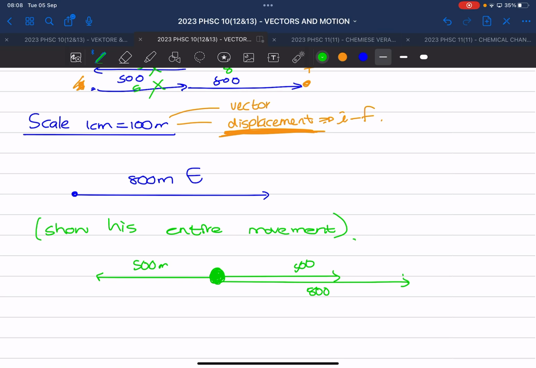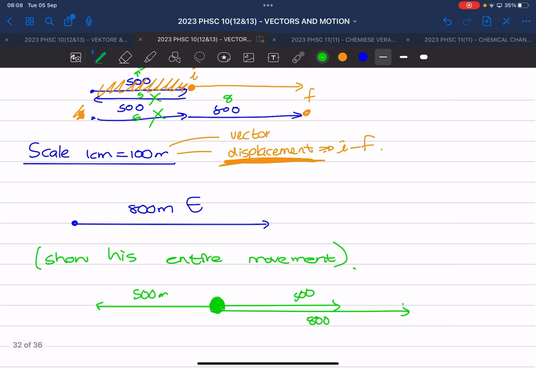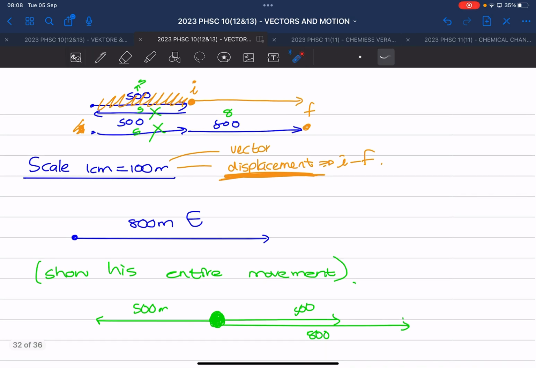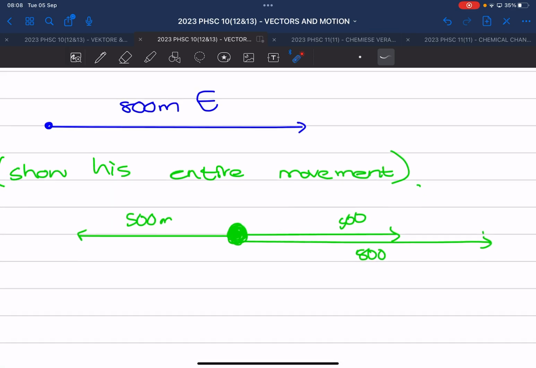Okay, so if you needed to show everything from the moment he remembered he left his book, he went to the left, he went to the right, and he went more to the right, that way. Okay? So just see, when you have to show everything, you make your dot a bit bigger in the middle, and then all the arrows point away from the dot. You can't have 500 this way and then 500 that way. You can't have an arrow pointing towards the dot. Okay.